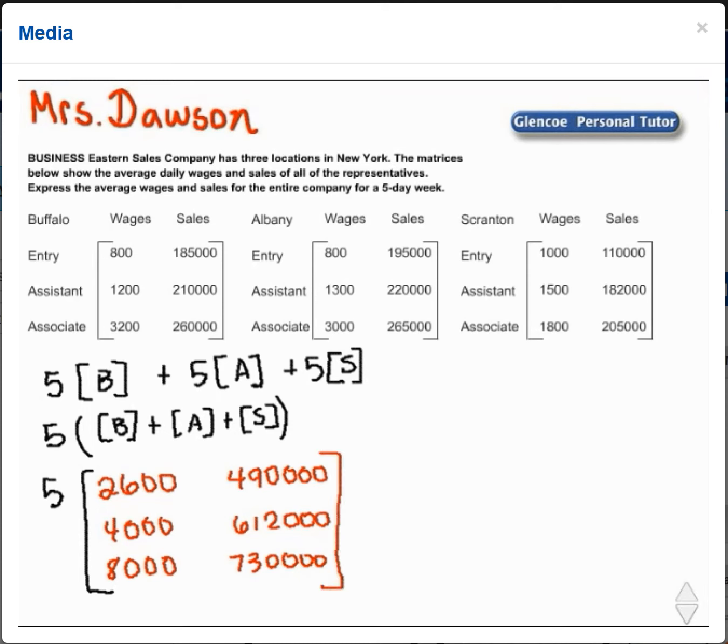What you see right here is just the sum for one day. Now we're interested in the 5-day week. So at this point we'll multiply by 5 and multiply each one of these elements by 5.